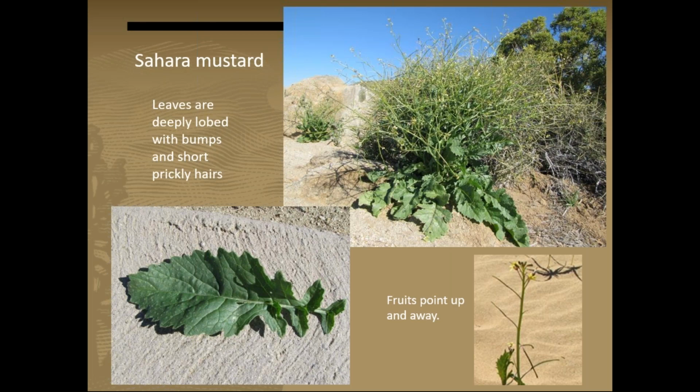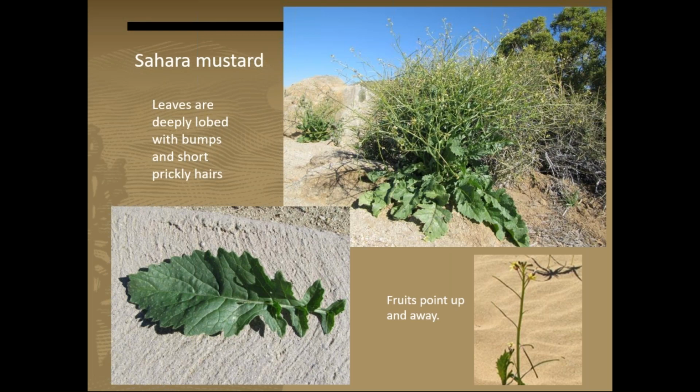So Sahara mustard really is very readily distinguished with its leaves because the leaves have bumps on them. And if you look at that photo on the bottom left, you can see those bumps. I took that photo yesterday at Keys View. There's also short prickly hairs on the leaves. And when you grab one of the leaves, you can feel how rough it is from those short prickly hairs and those bumps. The fruits point up and away.